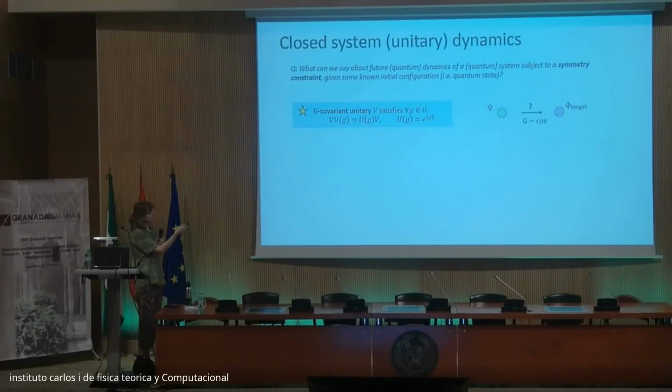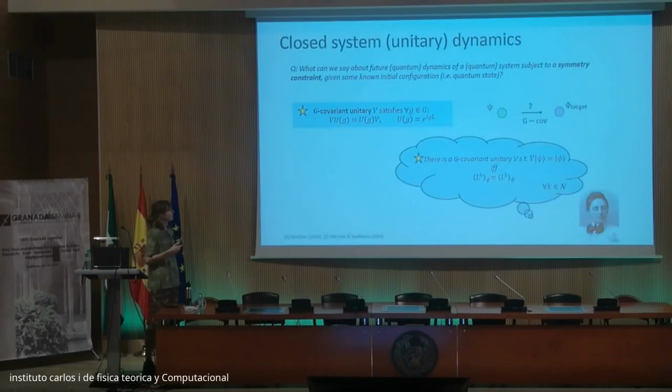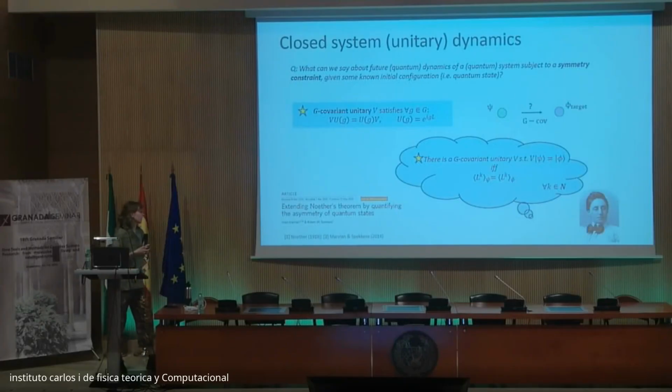And we might ask, given some initial state psi, a pure state of the system, does there exist a G covariant unitary that maps you to some target state phi? An answer to this question is found by essentially Noether's theorem. There exists such a unitary if and only if all the moments of the expectation values of the generators of that symmetry are preserved.